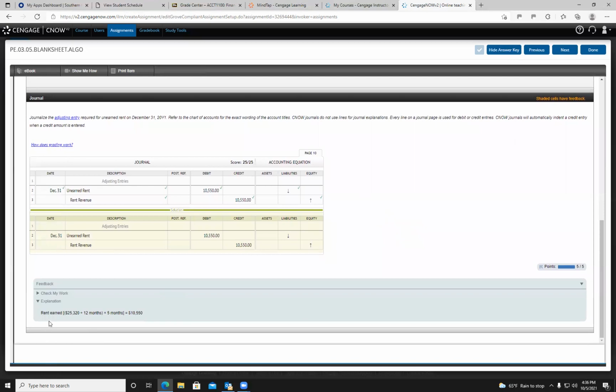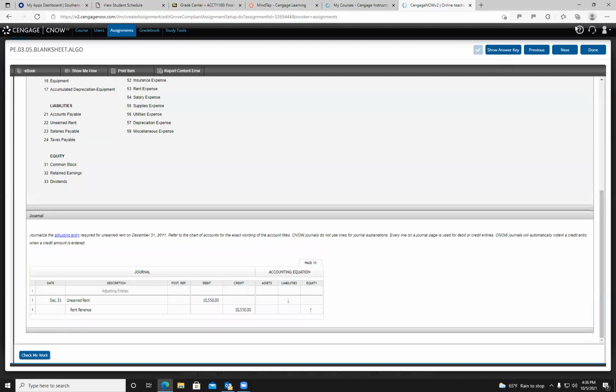So let's just real quick click on that to show the answer and how the math is done. We took the full amount we received August 1st, which is $25,320. We divided that by 12 months to get the monthly rate. We figured that we had earned about 5 months, August through December. So we multiply that monthly rate by 5, and that gave us the $10,550 that we're now going to record as rent revenue. So we take it out of unearned rent and we put it to rent revenue.